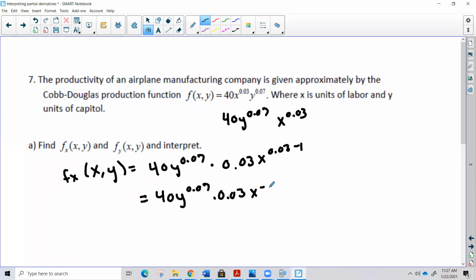Which is x to the negative 0.97, and then I'm going to multiply the 40 by the 0.03. So I would get 1.2. The order doesn't matter if you want to put x or y first, but y to the 0.07, x to the negative 0.97.